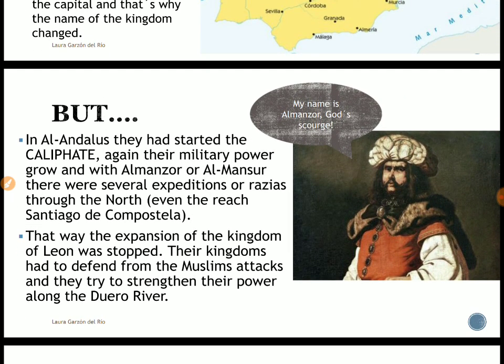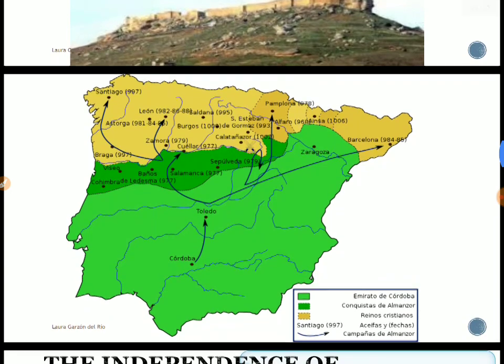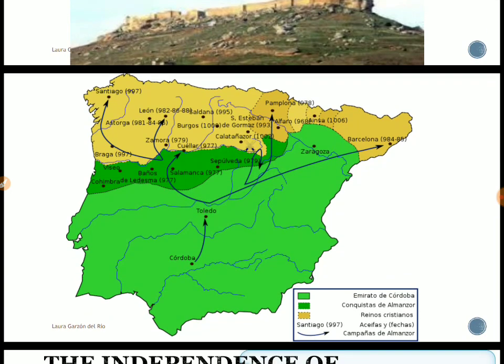But one important thing happened at the same time. In Al-Andalus, they had started the caliphate. Again, the military power grew. And with Almanzor, or Al-Mansur, there were several expeditions, or as they call them, razzias, through the north. You have here a map with the different campaigns, the different expeditions of Almanzor. What was the main aim of these Almanzor campaigns?